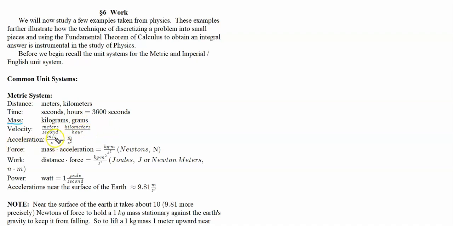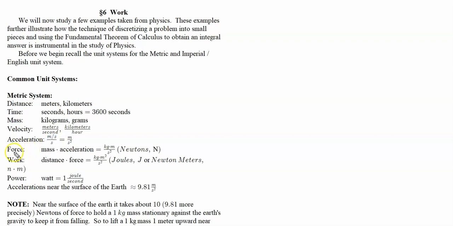Acceleration is going to be meters per second squared. Okay, so that's the common unit for acceleration that we'll be using. So what that tells you is the rate at which your velocity is changing. You see, meters per second is velocity. So it tells you the rate at which your velocity is changing each second. That's what an acceleration is.